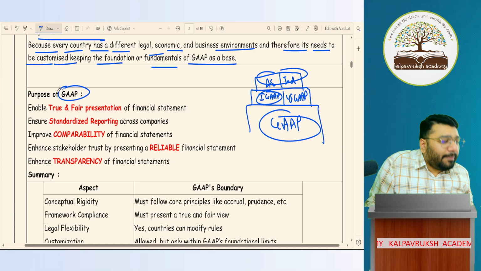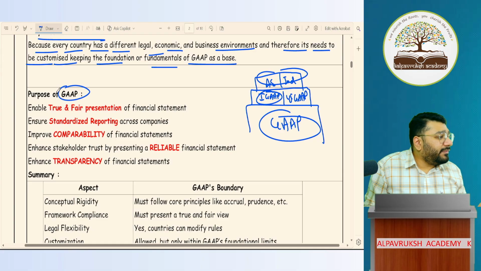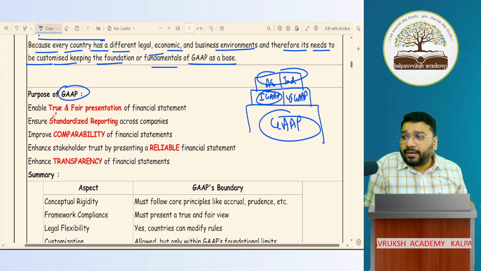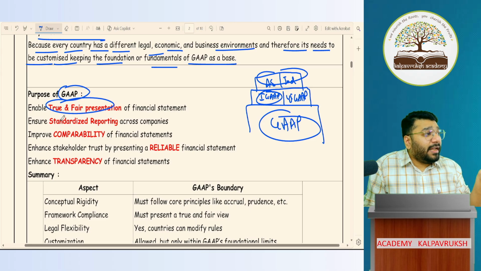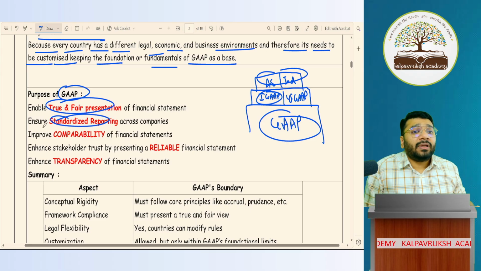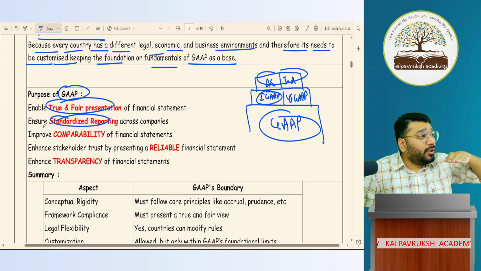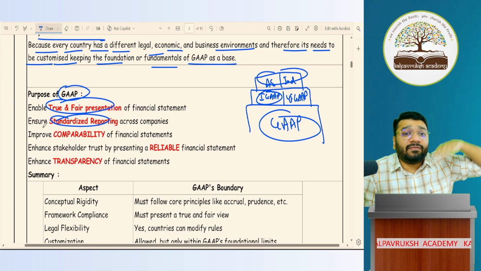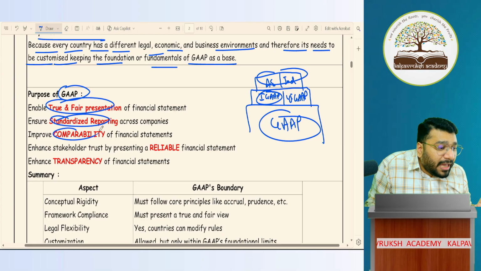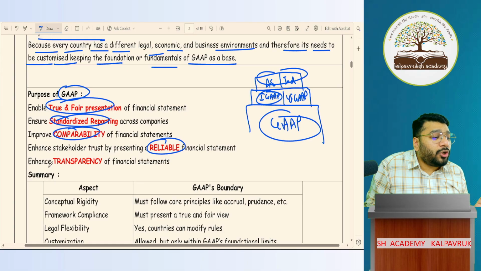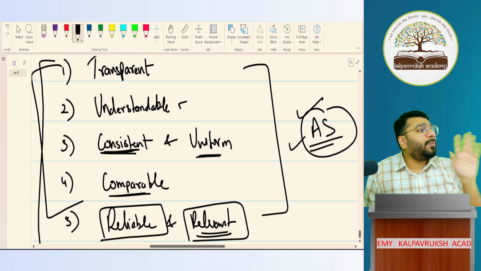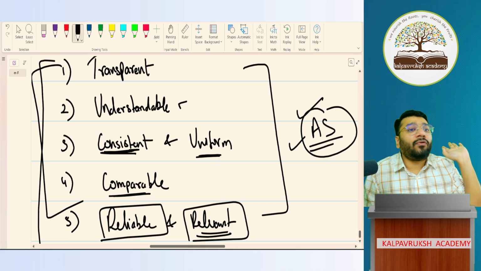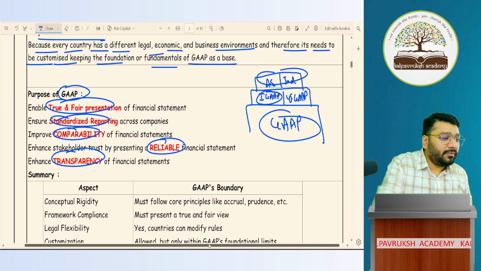So if you follow GAAP while drafting accounting standards, we believe that the financial statements you prepare will be true and fair. The financial reporting that you do will be a standardized report. Standardized financial reporting ensures that you can compare the data of one country with another country. Comparability will be ensured, reliability will be ensured, transparency will be ensured. All these points will be ensured if you follow GAAP. Okay.